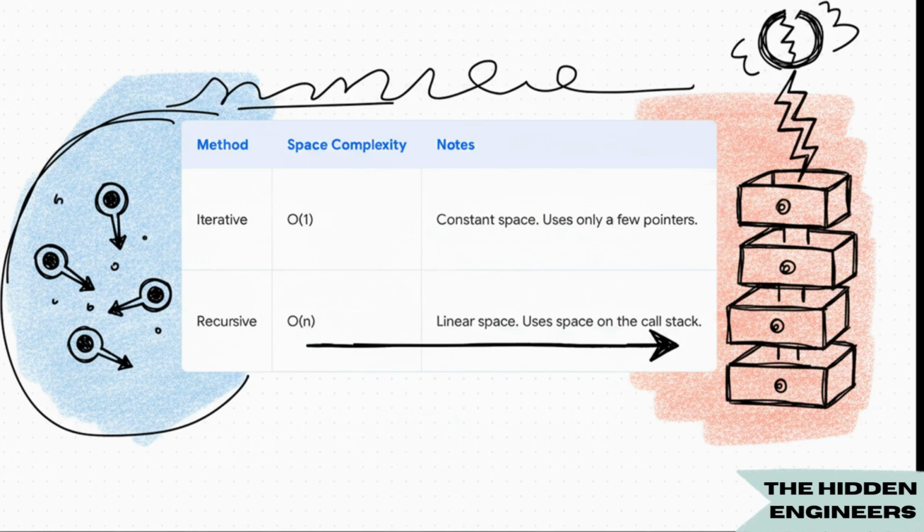The recursive solution, on the other hand, is O(n). Every time the function calls itself, it adds a new layer to the call stack. For a really long list, you could actually cause a stack overflow. And that's why, 9 times out of 10, the iterative solution is considered the better, more scalable answer.